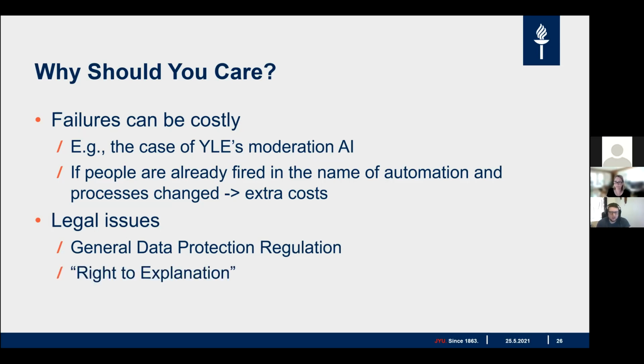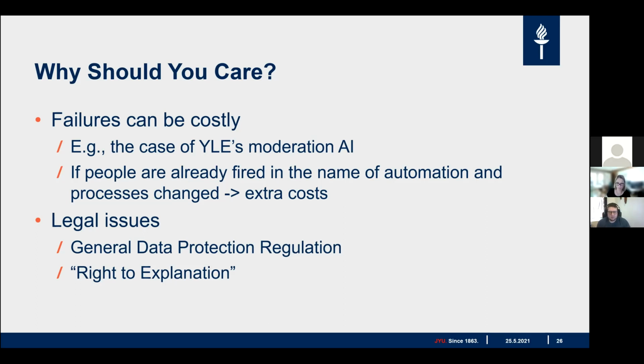Then you have the idea of a right to explanation. So basically, we are now considering on a legal level how accurately companies should be able to explain why the systems do what they do. People have the right to explanation when the AI system does something, so you have to legally be able to explain things. And by tackling AI ethics, you can also tackle this.